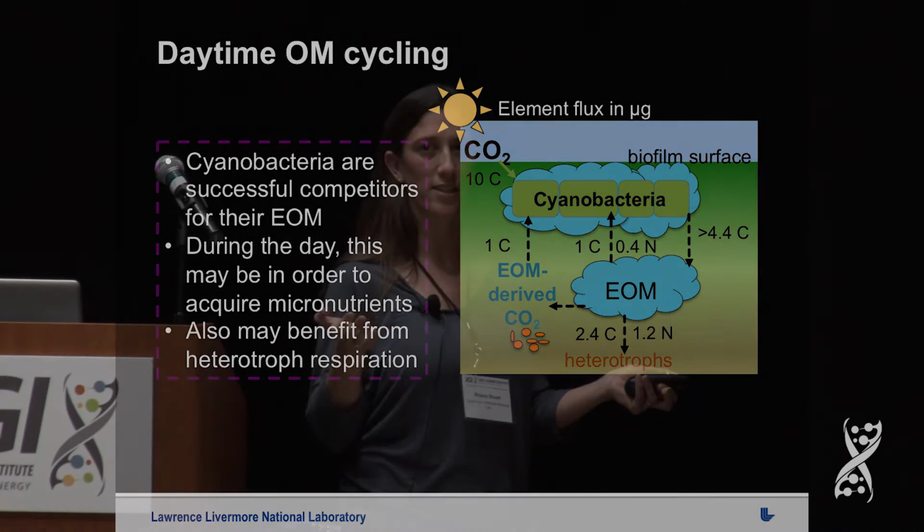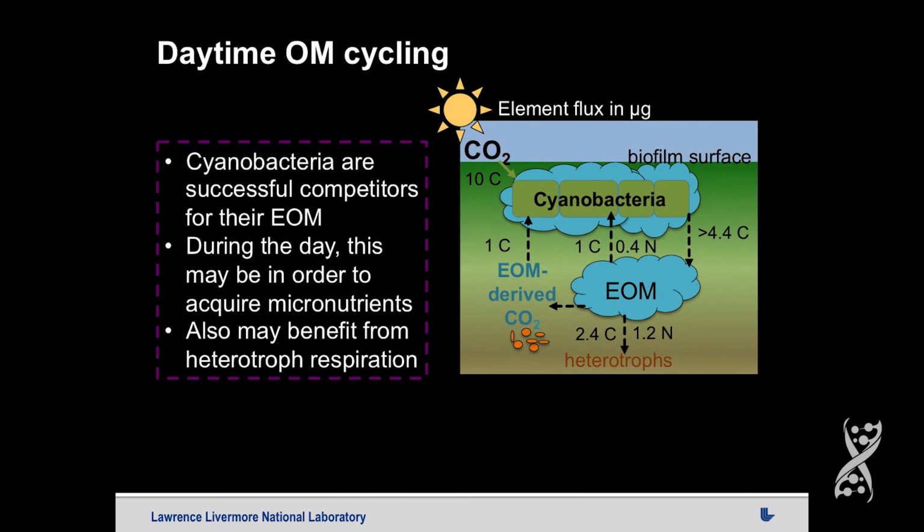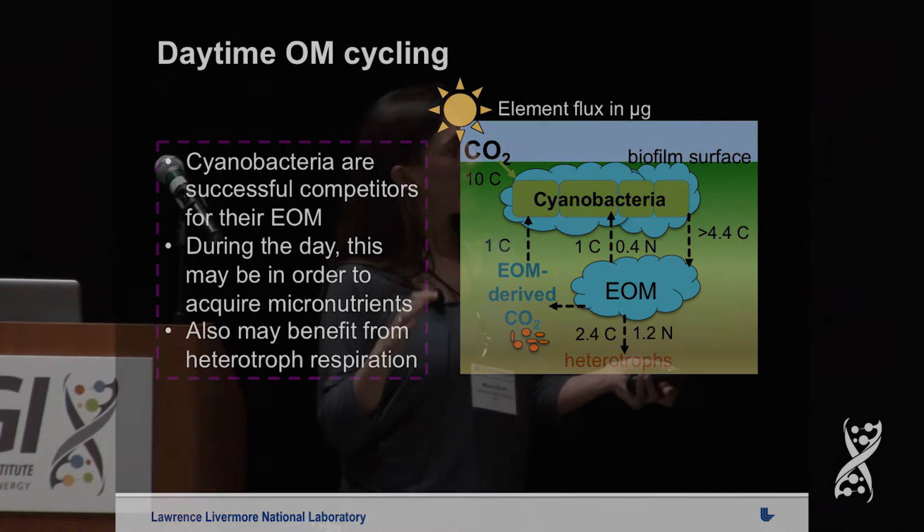Even though they do have access, this is grown with plenty of headspace. There's plenty of carbon available from CO2 and bicarbonate in this system. But they're taking about a tenth of their carbon from the DIC and another tenth from organic matter. And they're also competing pretty well, even in the light, with the heterotrophs. And I think this is a really important point. These cyanobacteria can be good competitors for this organic matter. And in the light, at least, it seems to be to acquire micronutrients.